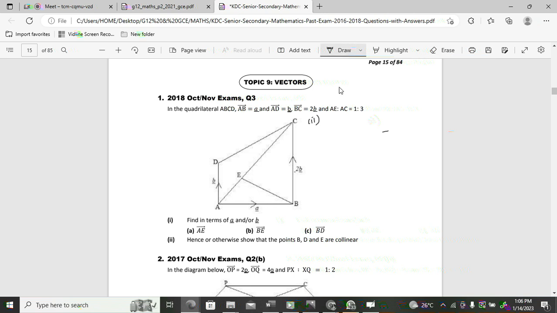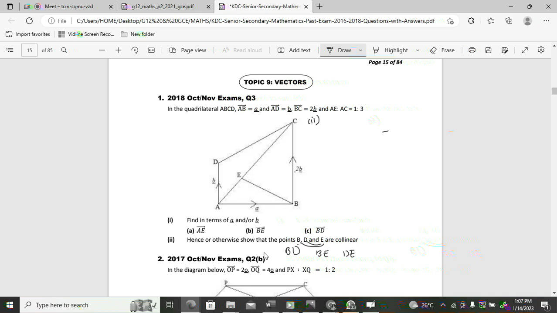Now, what we are saying is this. For us to be able to show that the points are collinear, I want to show that B, D, and E are collinear. First thing you need to find is BD. After you find BD, also find BE. After you find BE, also find DE. So you need to find these three values. If you find these three values, you are now going to be able to show it.